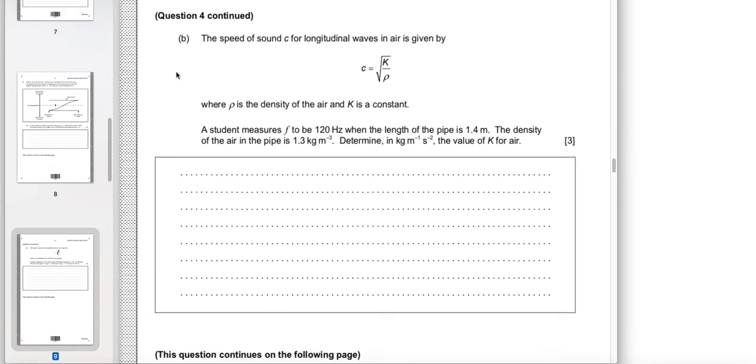Second, the speed of sound in a longitudinal wave is given by the equation, where rho is density and k is a constant. A student measures f to be 120 Hz when the length of the pipe is 1.4 meters. The density of air is given. Determine the value for k.